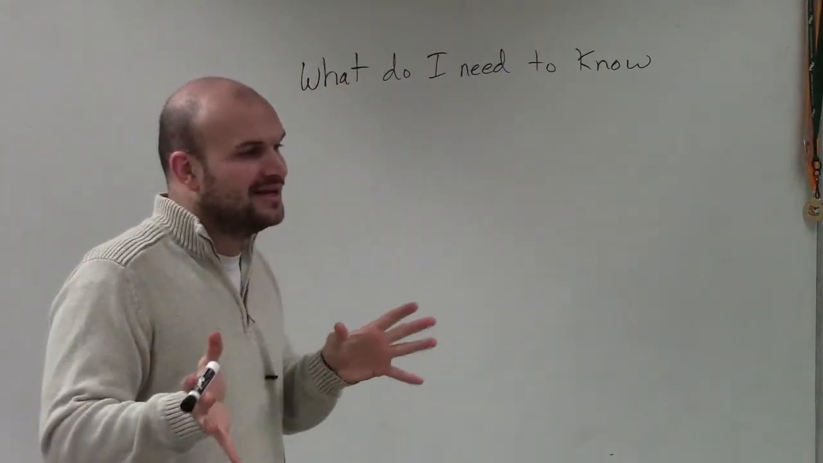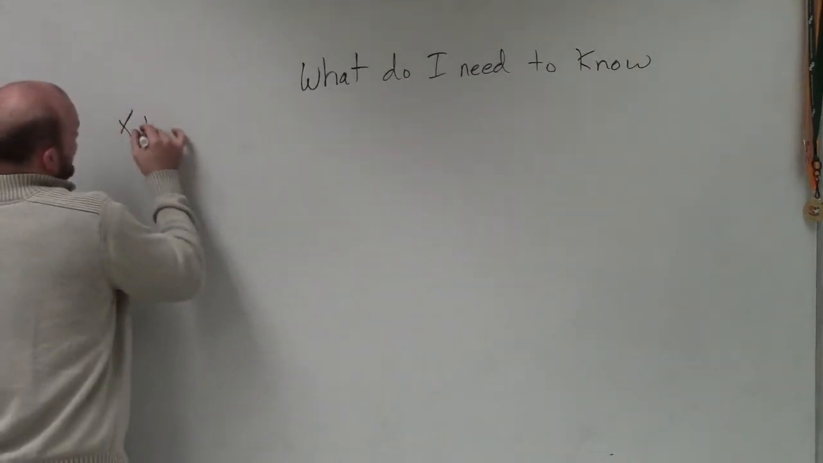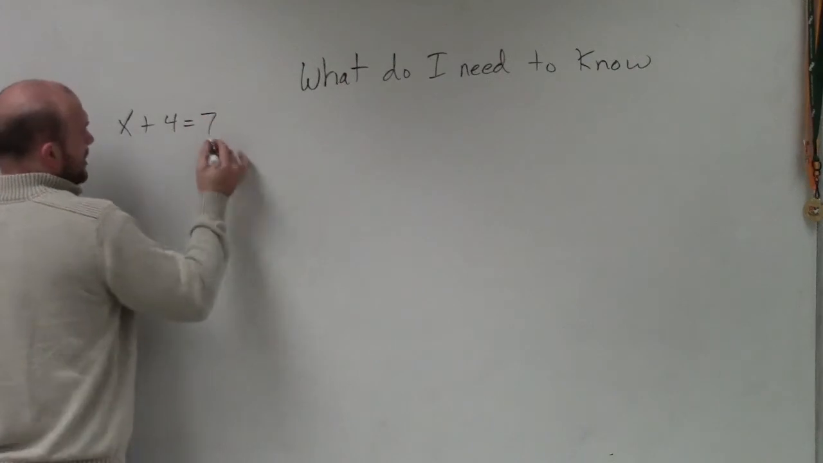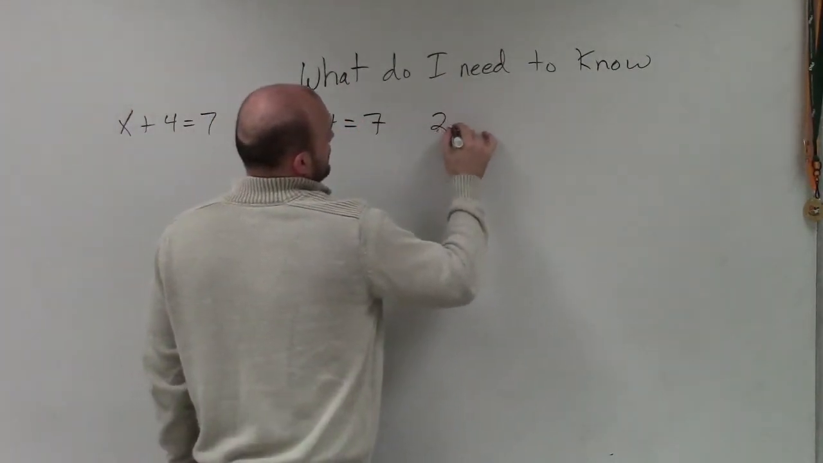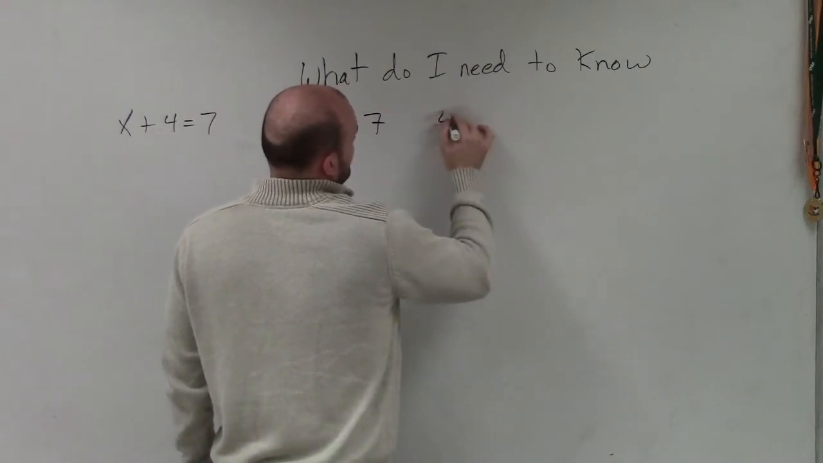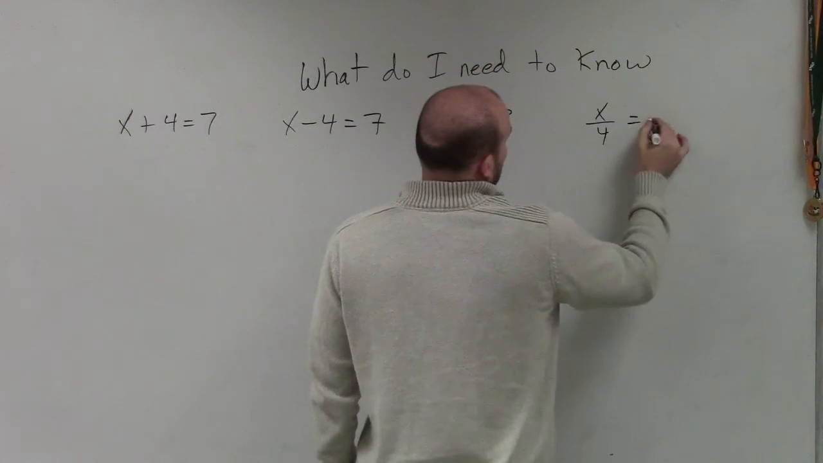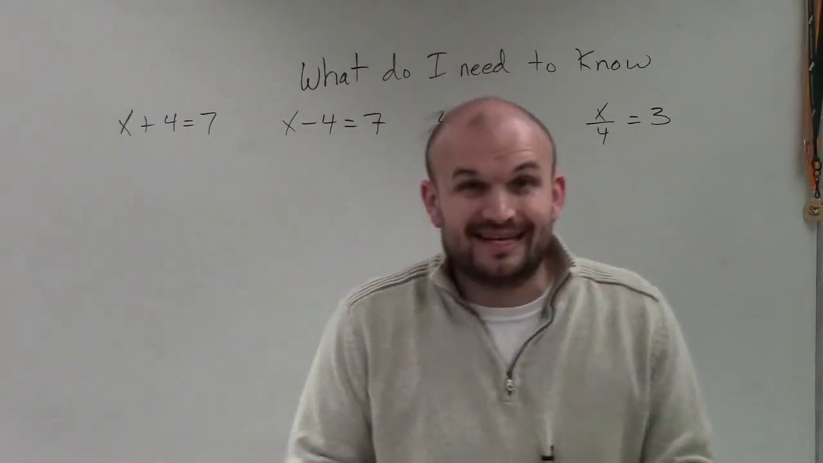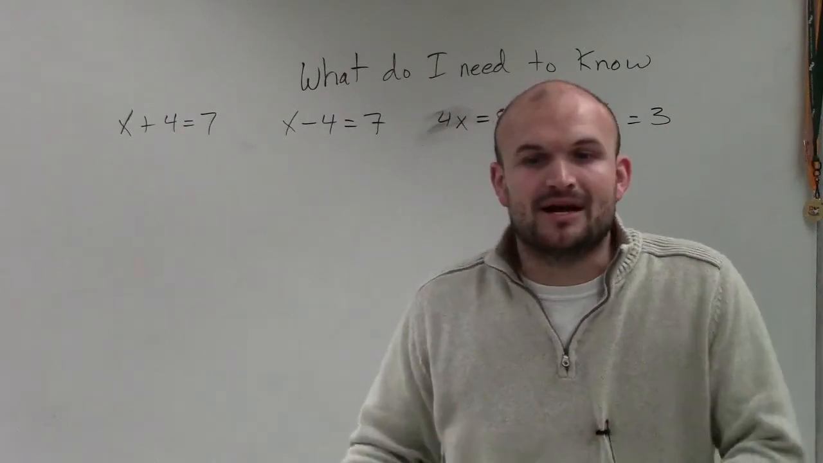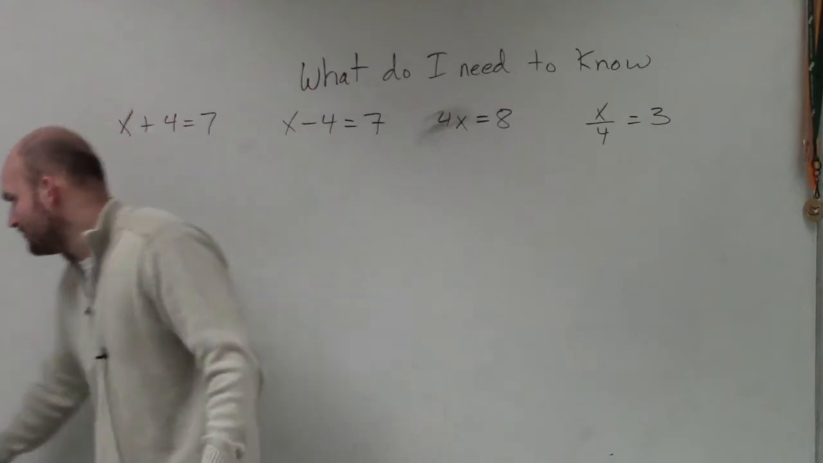And here's a quick little tutorial that I like to do for all my students. When we went back to lovely Algebra 1, we talked about inverse operations. Let's do 4x equals 8, and then x over 4 equals 3. Okay? Now, when we're solving an equation, the main important thing is applying our inverse operation, the opposite operation to undo what's happening to our variable.